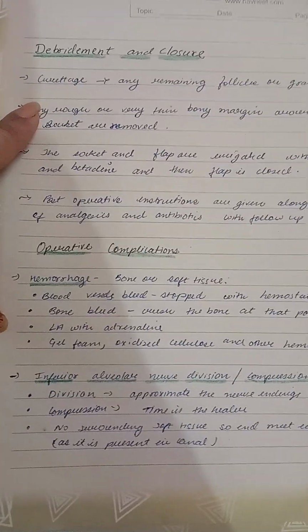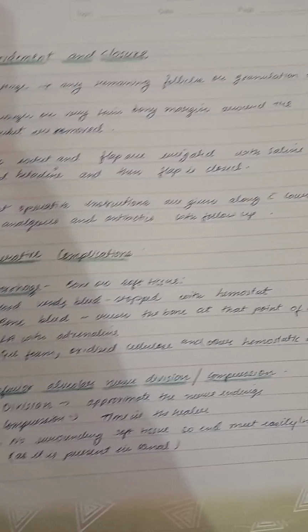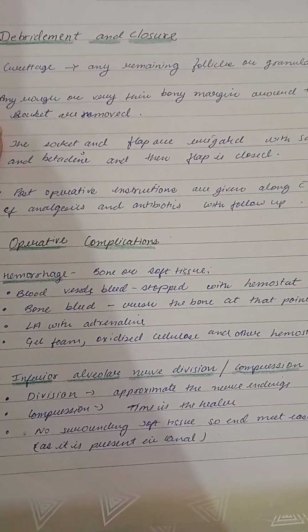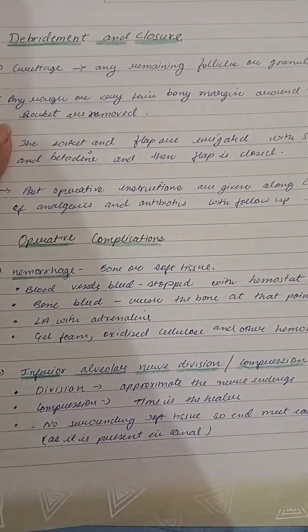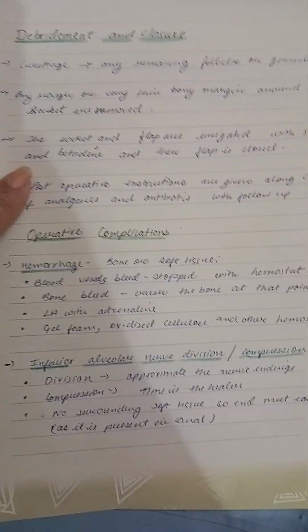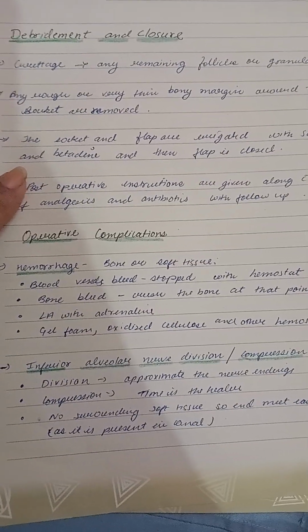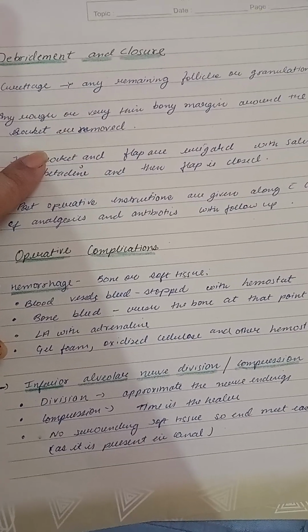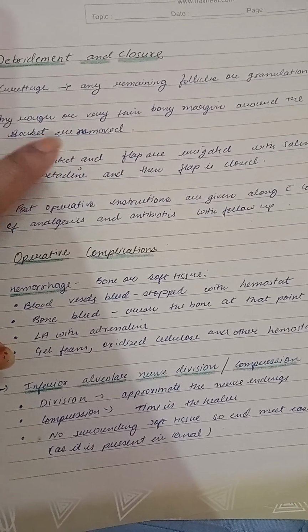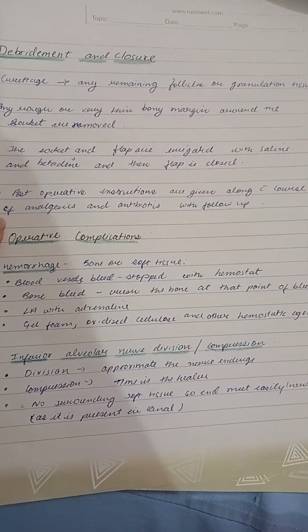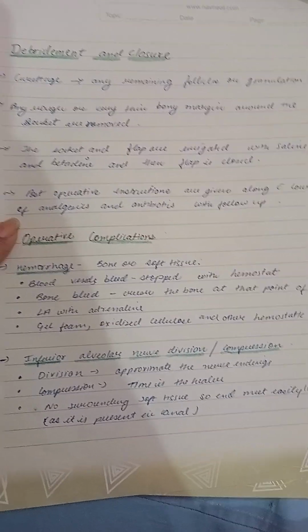Now coming to debridement and closure. Curettage is very necessary. Any remaining follicles or granulation tissues are removed. Then any rough or very thin bony margins around the socket are removed. This is bone filing. Then the socket and flap are irrigated with saline and betadine, and then the flap is closed. This process is very important. The irrigation process is also known as wound toileting. Post-operative instructions are given along with a course of analgesic and antibiotic with follow-up.